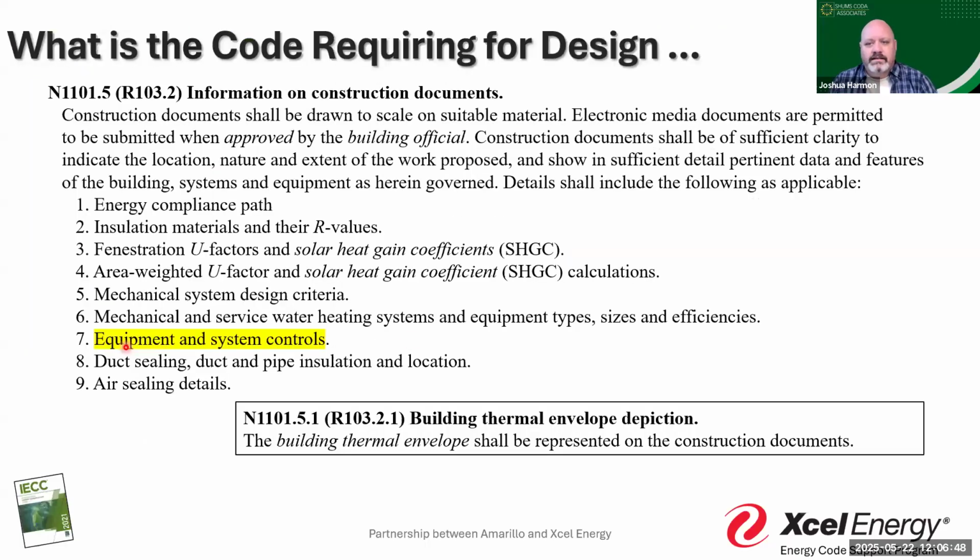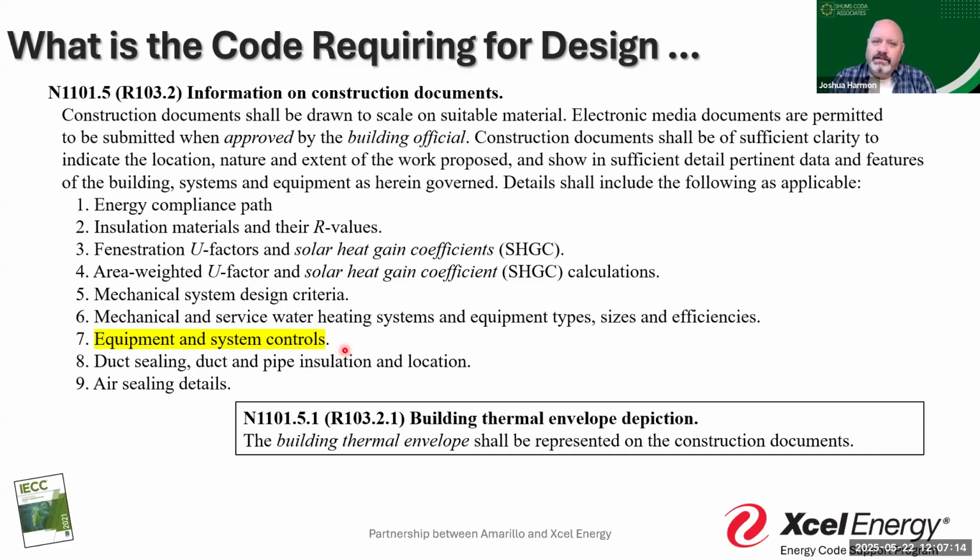So that's where we get this idea that we have to mark down the equipment and system controls. Now we're going to look at residential first, have this residential conversation. Then we're going to break into the commercial, right? So for those of you more interested in the commercial side, give me a few minutes and we'll get to it. But you'll see very similar concepts between the two, right? The code says I need to provide equipment and system control information on my document.